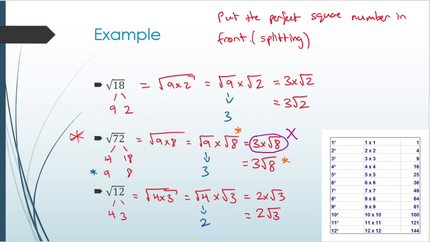So in fact, if we were to refer back here, 9 and 8 is actually not the highest combination possible. It is in fact 36 and 2. Okay? 72 can be split up into that.